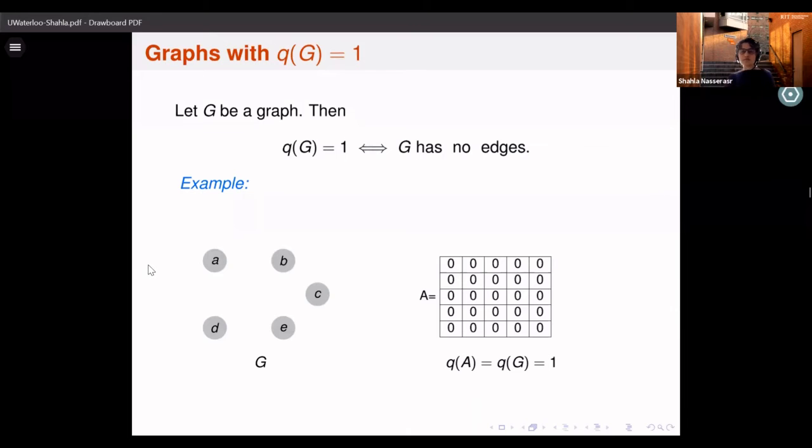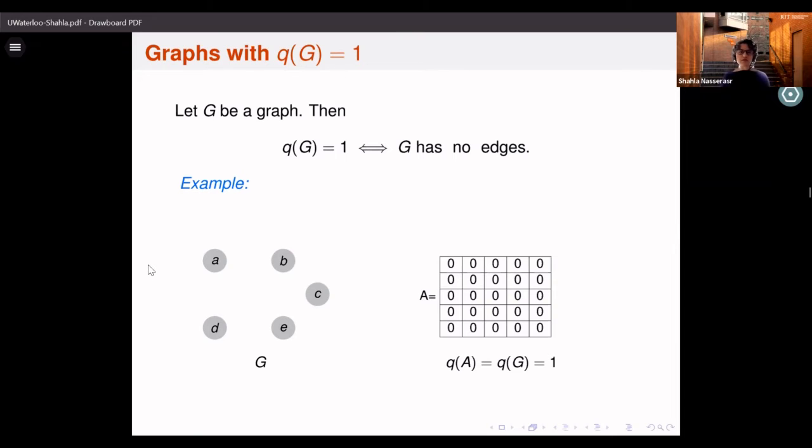So starting with the case of Q equals 1, we see that that's just a trivial case, because if Q is 1, that means all of the eigenvalues are the same. So basically, when we diagonalize, we have a multiple of identity, and that simply means that there are no edges, and the other direction is not hard to see at all.